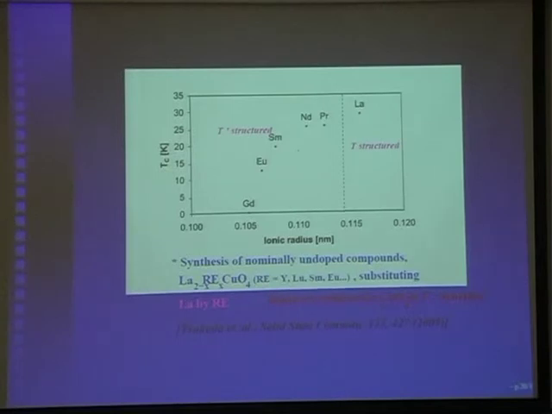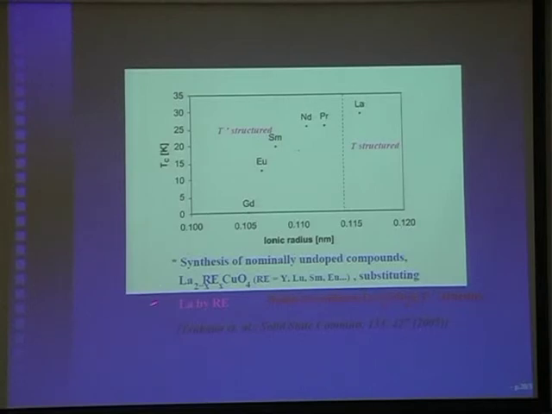But there is a difficulty. The difficulty is that the parent compound lanthanum cuprate cannot be synthesized in the T prime structure. The moment you try to do that, it converts to the T structure. And there is a reason for that: it depends on the ionic radius at the A site. The smaller the ionic radius, the more it stabilizes in the T prime structure. With the larger one, which is only lanthanum, it is in the T structure. And lanthanum is pretty close to this boundary where the transition from T prime to T occurs.